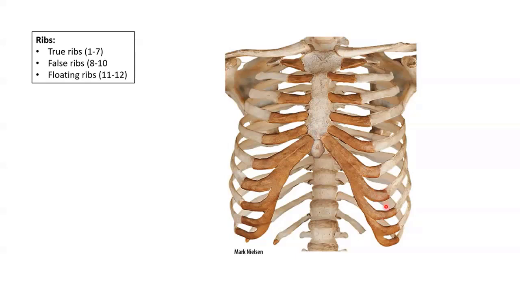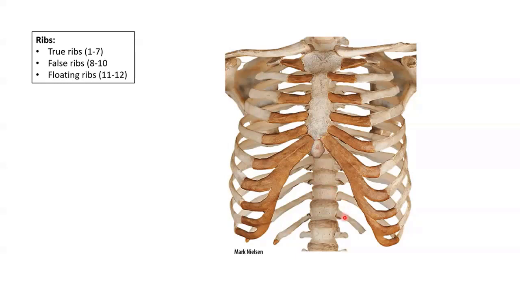Ribs 8 to 10 are termed false ribs because their costal cartilages attach to one another and then to the cartilage of the 7th pair of ribs. So the costal cartilages here don't connect directly to the sternum. They connect to one another into that costal cartilage of the 7th rib and then into the sternum. So these are our false ribs.